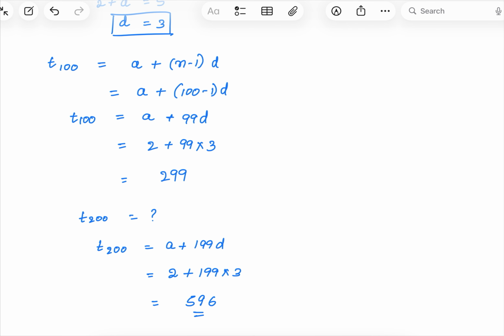See, this is arithmetic progression. In the next lecture, we will learn how to find the sum of n terms of a series and also what is the arithmetic mean.